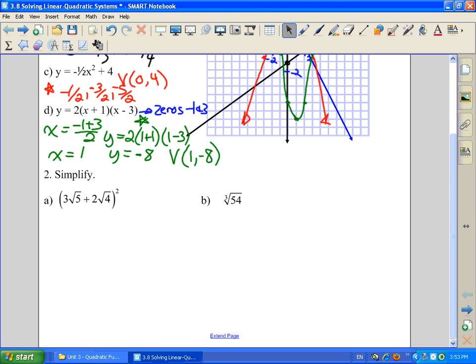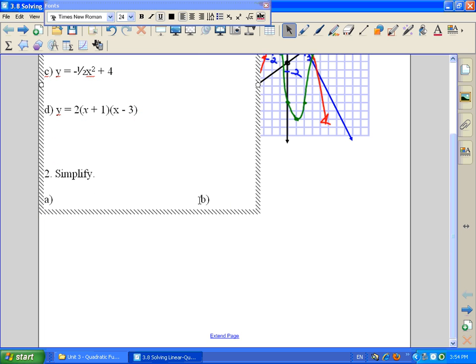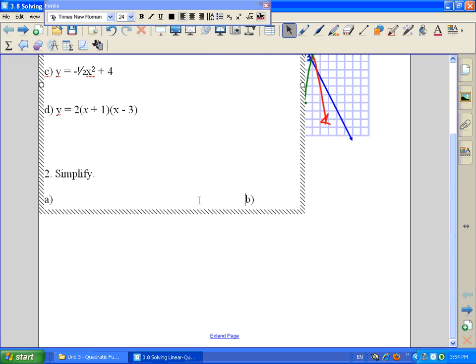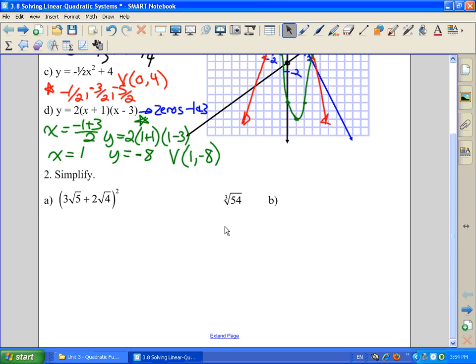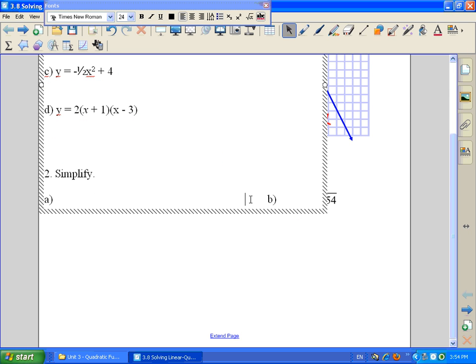Now we're going to review a bit of radical work, simply because it's kind of new and unfamiliar. I'm just going to move question B over because it is going to take me a little bit longer to do question A, so I apologize for that. Just move it over a little bit more just in case, so I want lots of room for A.